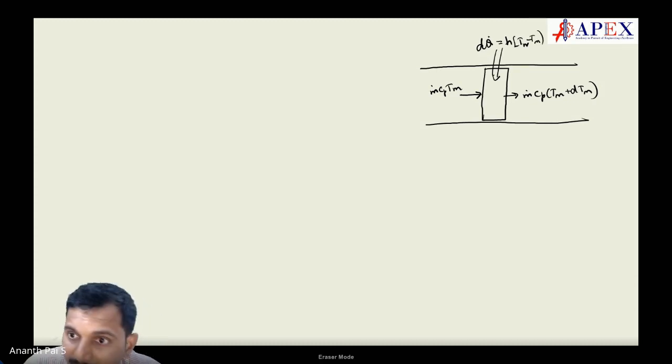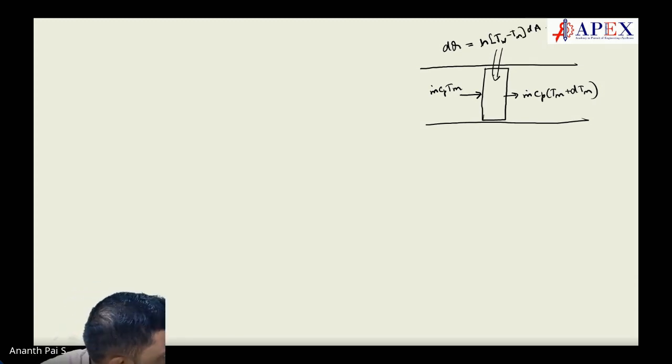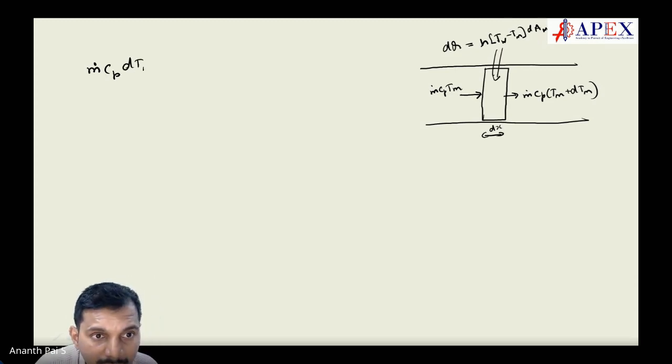Into dA, where A is the surface area. So you can write dq is equal to h into T wall minus T mean into dA. It's not the cross section, it is the surface area, or the area of the wall, I can say, A_W. And here this, I will write as dx. Right? So if I do that, what I'll get? m dot Cp into dTm. This is the heat which is increased, is it not?